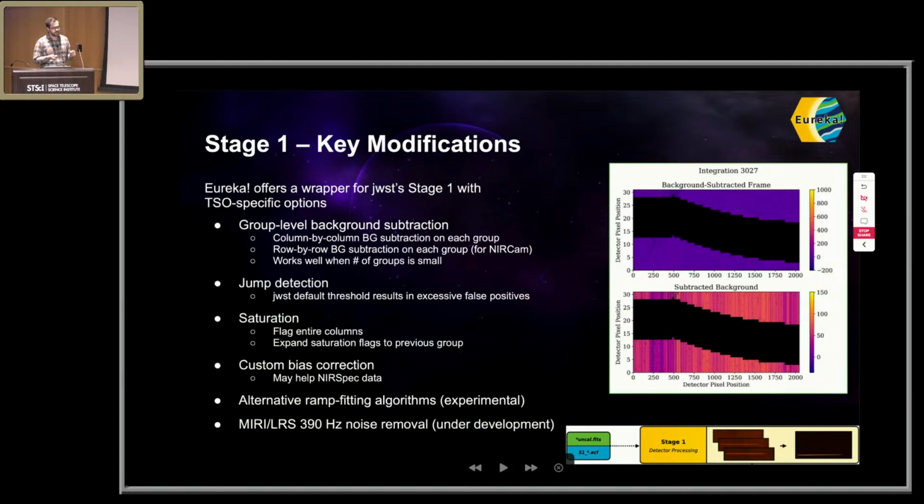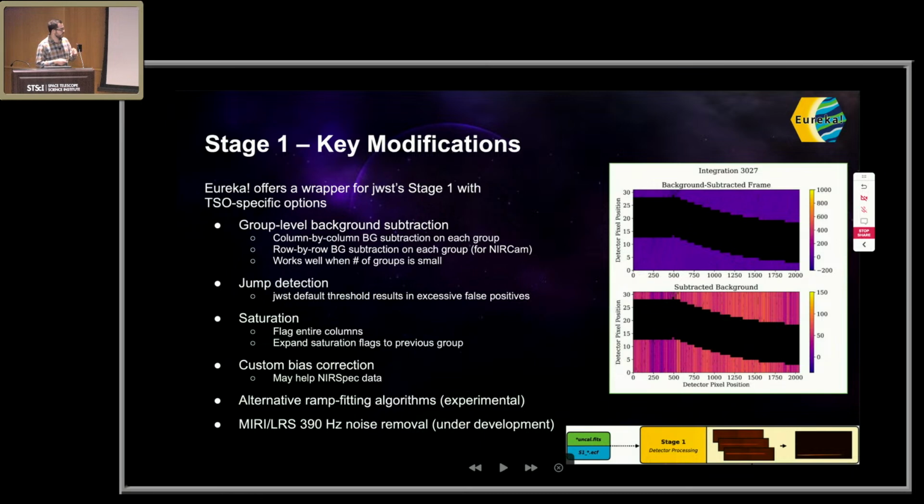We also added tools to expand saturation flags, either along an entire column to avoid missing pixels or bleeding in the spatial direction causing issues, as well as expanding the saturation flag to the previous group in cases where partial saturation or nonlinearity weren't sufficiently handled or flagged by the pipeline, as well as a custom bias correction, which was useful for NIRSpec data.